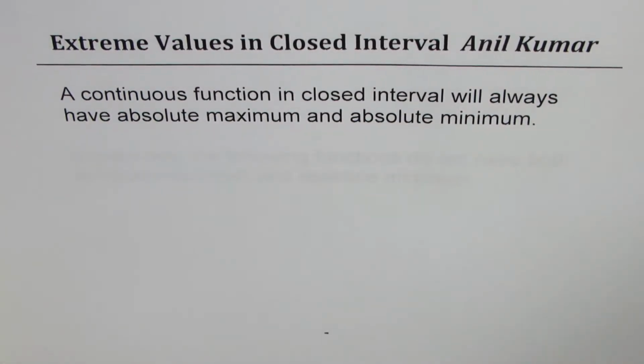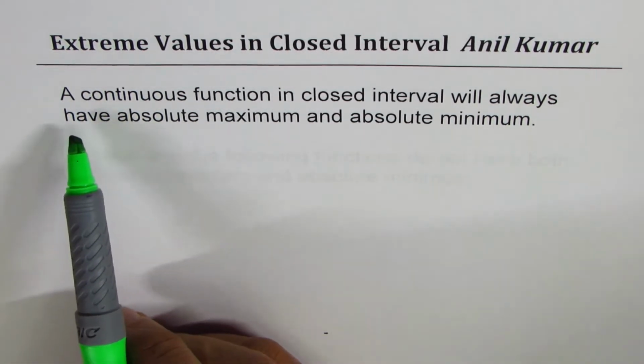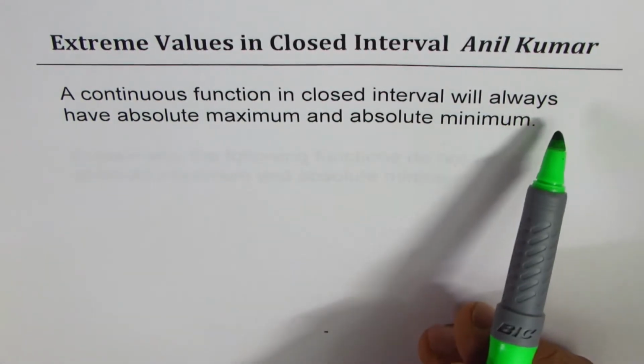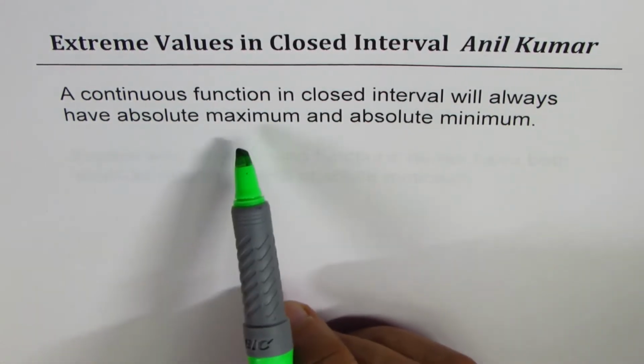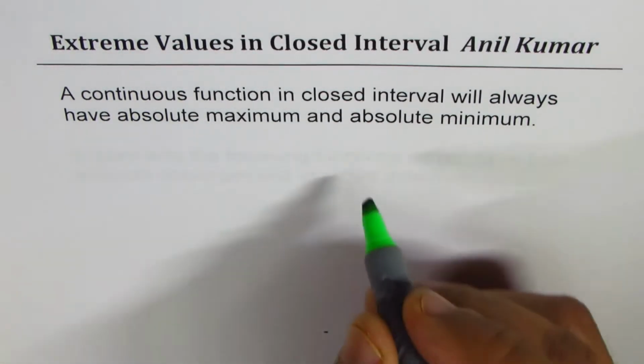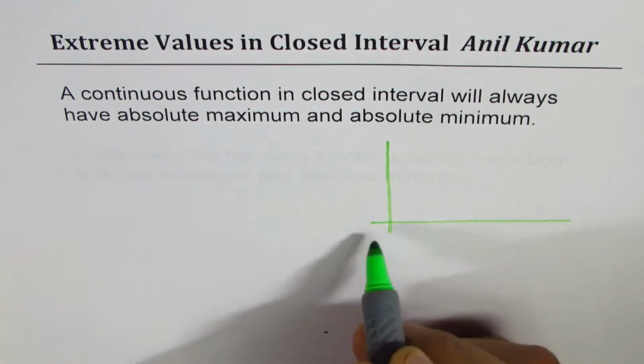I'm Anil Kumar, and in this video, we'll discuss a few concepts about extreme values in closed interval. So let's begin with this statement which says a continuous function in closed interval will always have absolute maximum and absolute minimum. So let's try to understand this statement. What does it really mean?